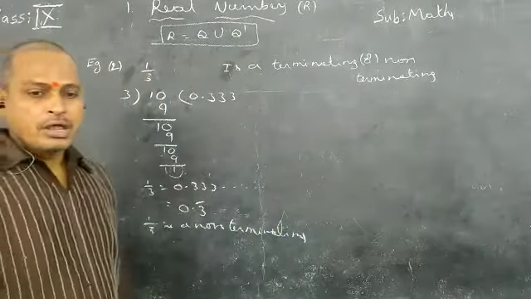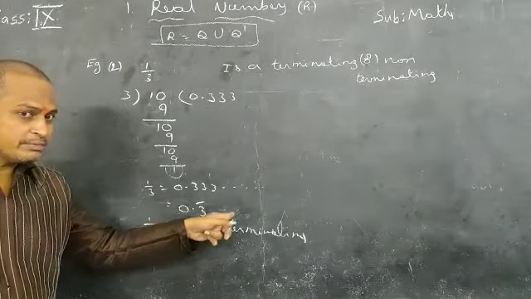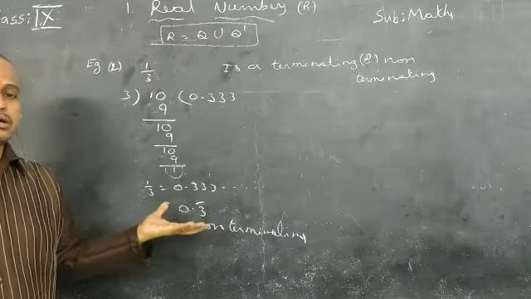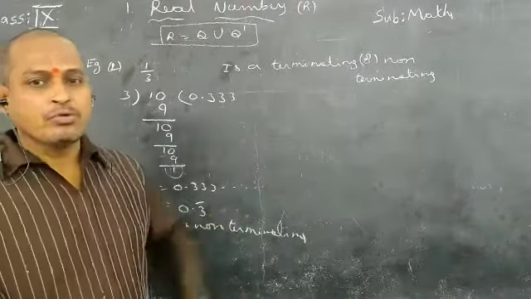Okay, children. This is a recurring decimal, with a period and periodicity. This is the next lesson. We will tell about the next lesson. Okay, thank you, children.